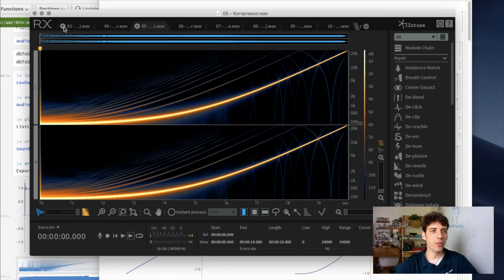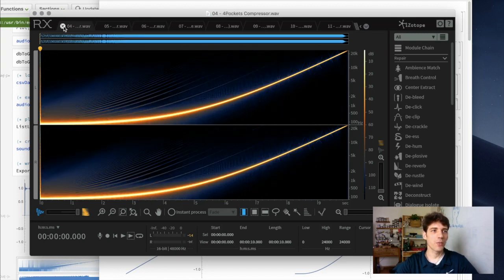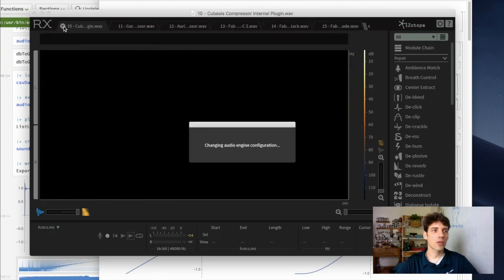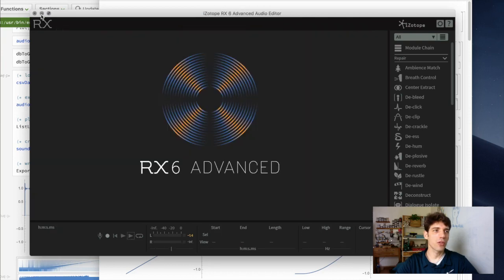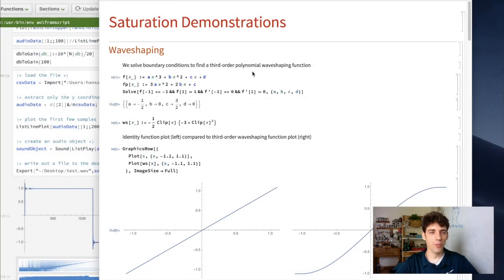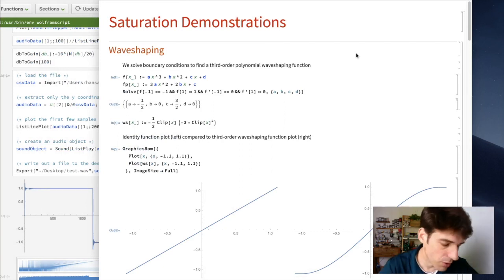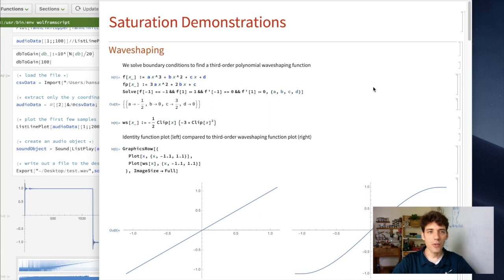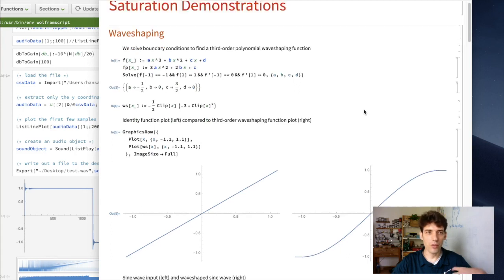So that's what I want to talk about today, some of the interesting things we learned as we've been studying how to reduce aliasing in a saturation effect. So I have this file which just is to give you a few basic ideas about what saturation is and why it aliases and what that looks like.